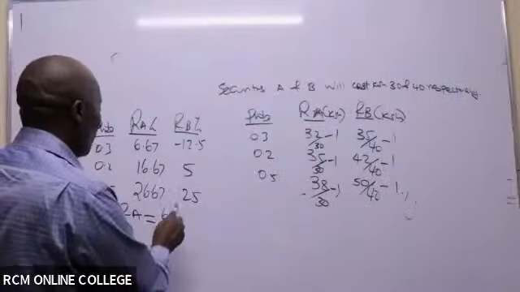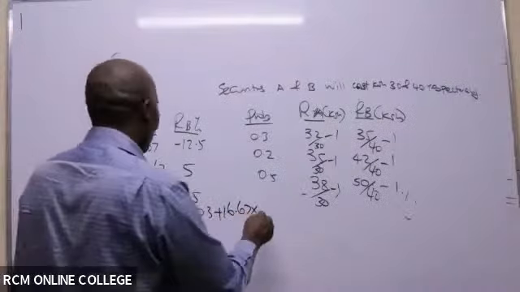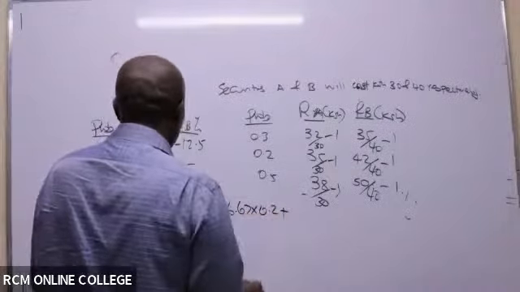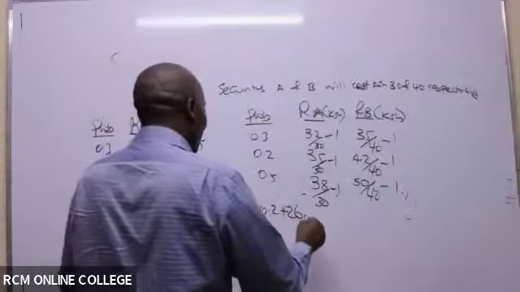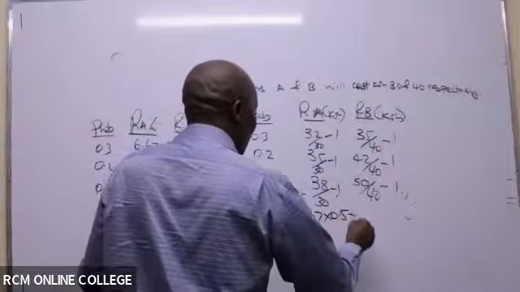So it becomes 6.67 times 0.3 plus 16.67 times 0.2. A ninja has asked me a long question. You know, I will do many things here. But I like ninjas who ask questions.